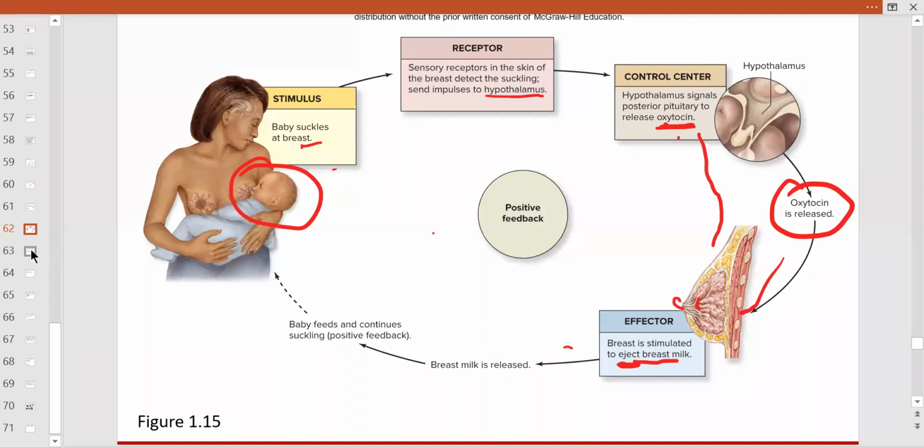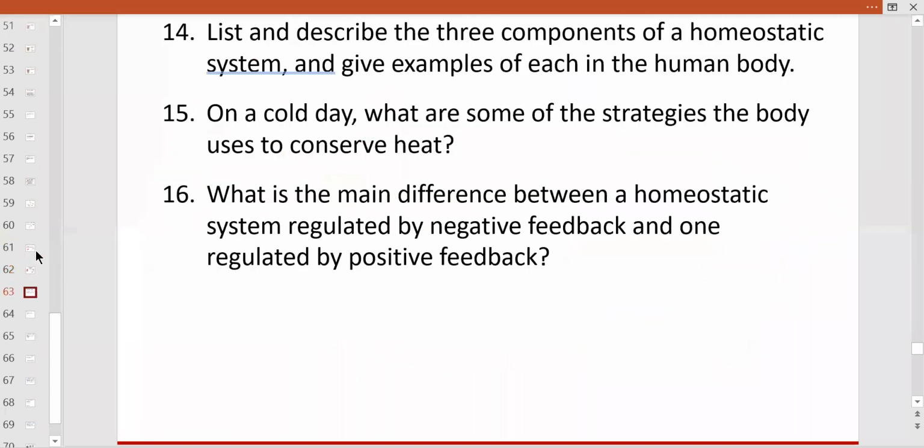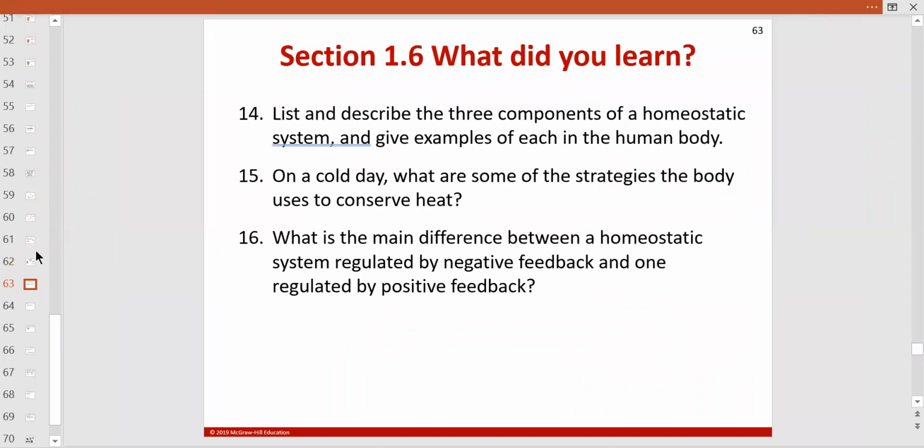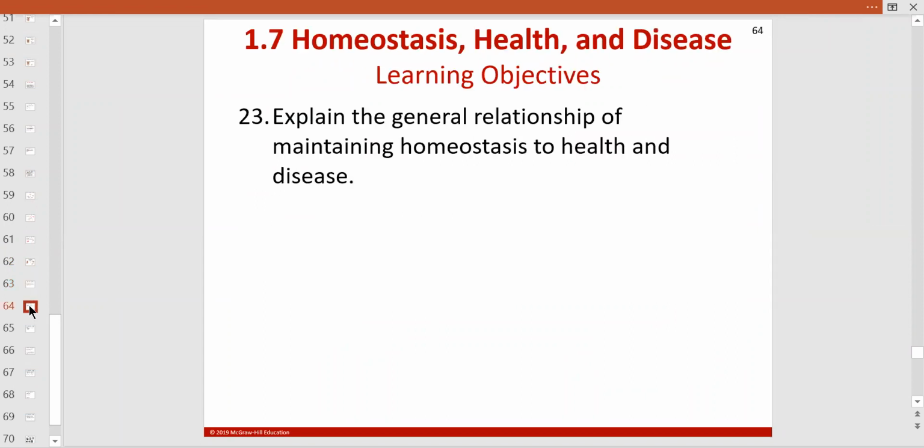Where are we going next here? Some more questions about this to go through. Again, you don't have to print all this. This is just for your own knowledge.